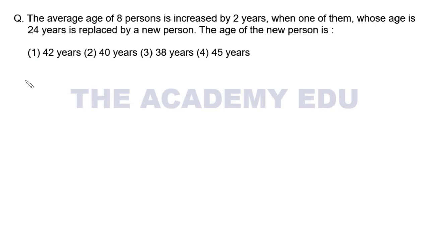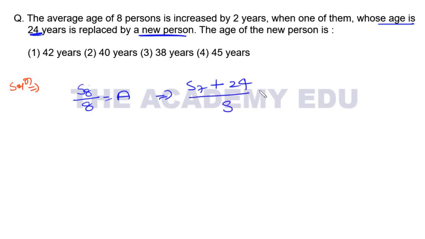Now this is your question. Read once and try to solve it. Now see how I am solving it. The average age of 8 persons is increased by 2 years. Average age of 8 persons, so total age sum upon 8 is the average A. Now the question is saying increase by 2, when one of them whose age is 24 is replaced by a new person. The question is saying in these 8 persons there are 7 persons and there is 1 person whose age was 24. So this was the average.